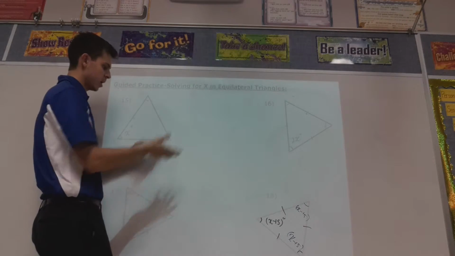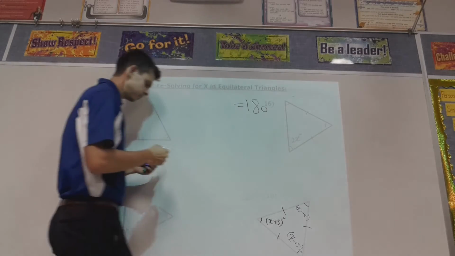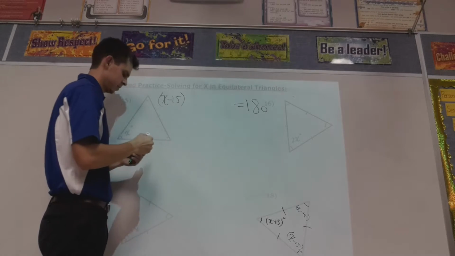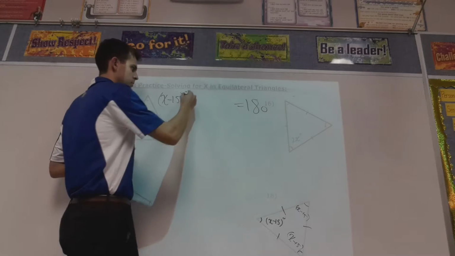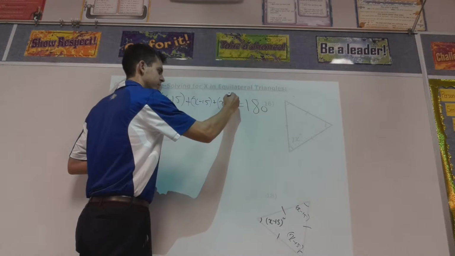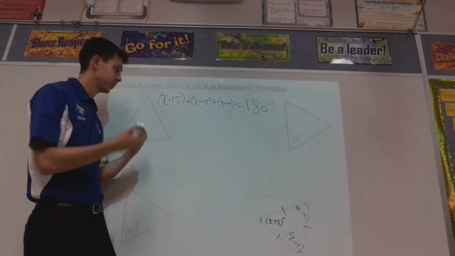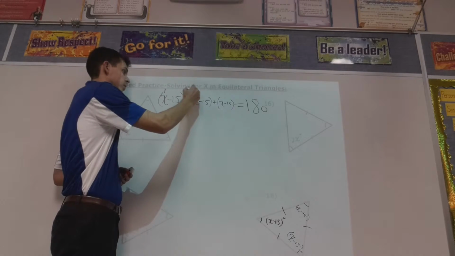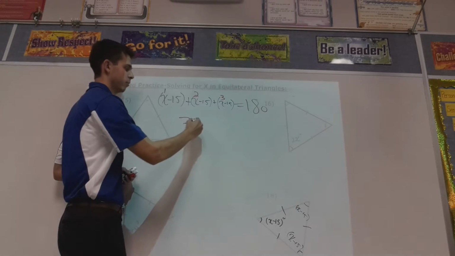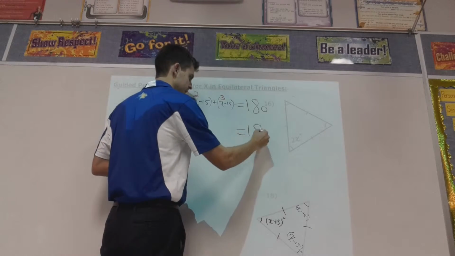Okay, so let's write this up again. It's all going to be equal to 180, and we have x minus 15 plus x minus 15 plus x minus 15. Okay, well let's start with the x's first because I think it's a little bit easier because they're all positive. We have 1, 2, and 3 x's. So I know I'm going to have 3x, and it's something, and then equal to 180.